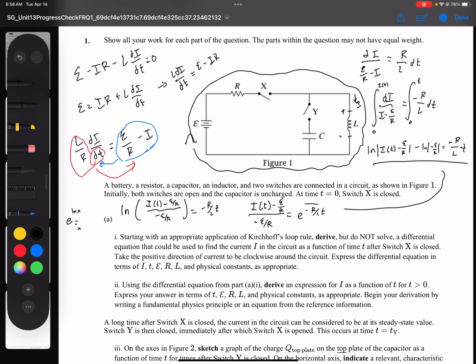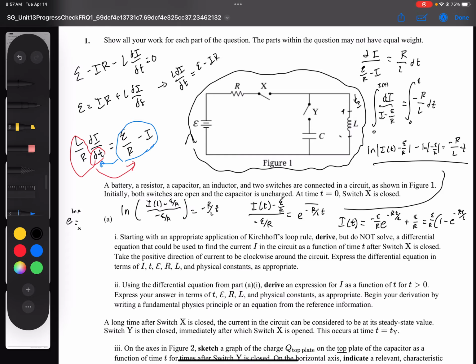And we're almost done. So now I'm going to multiply both sides of the equation by negative epsilon over R, and I'm going to add this epsilon over R over here. All right. So my final expression is I sub t is equal to negative epsilon over R times e to negative Rt over C plus epsilon over R. And then I can factor out that epsilon over R times 1 minus e to negative Rt over L.